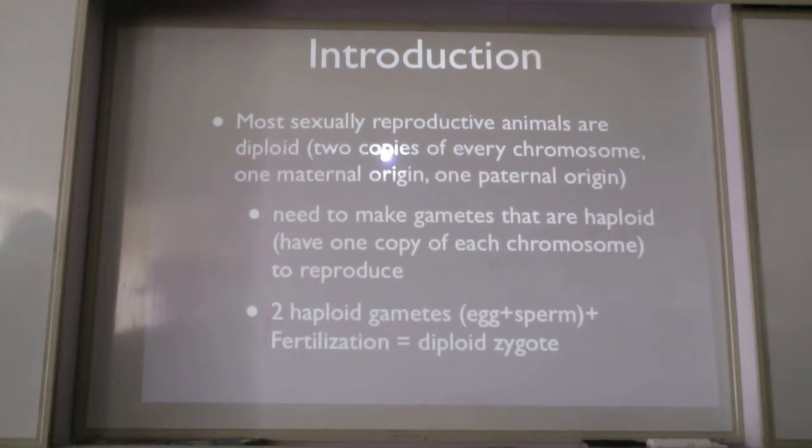And basically, two haploid gametes, which is usually an egg plus a sperm, plus fertilization equals a diploid zygote.